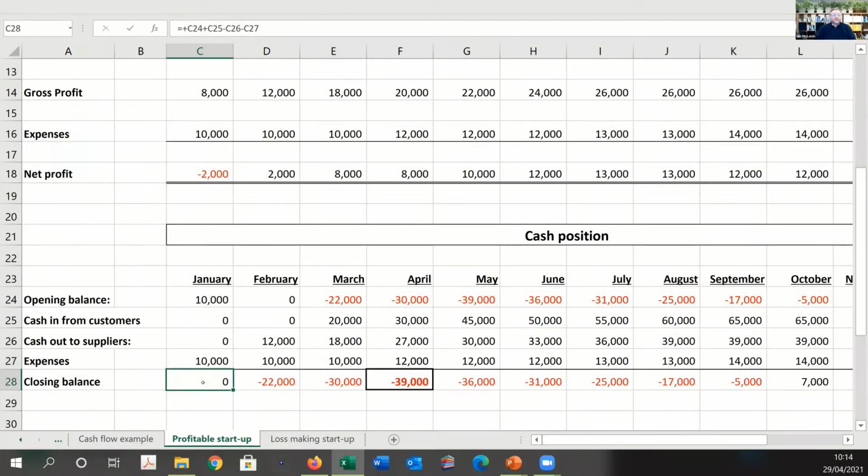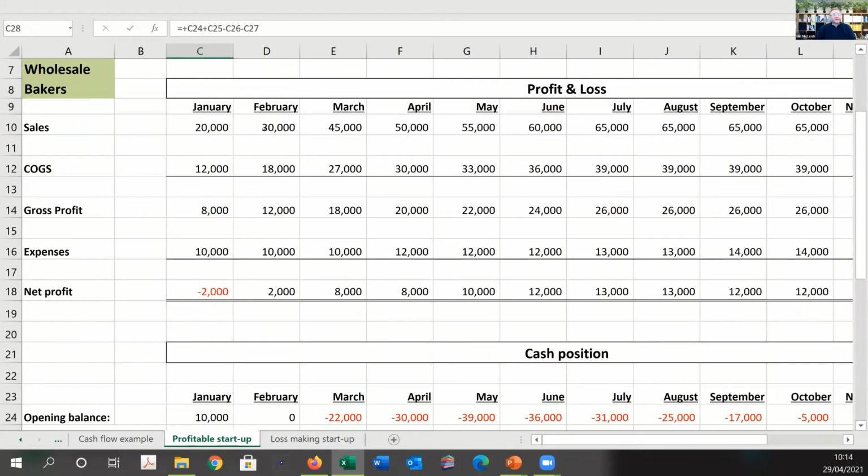He's made a loss, but he's got nothing in the bank. Okay, month 2, business is getting better. £30,000 sales, gross profit of 12, expenses of 10 again, profit of 2. So overall, he's broken even.